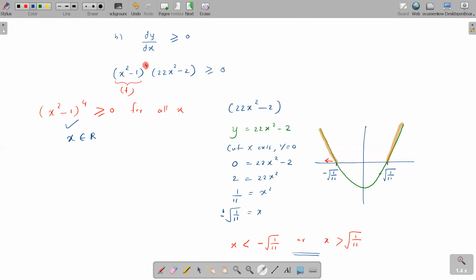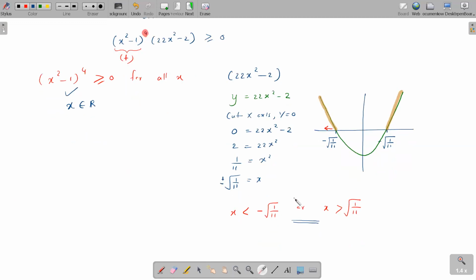Yes, but at the end of the day, you have to take everything into one number line, like this, and then solve it also.